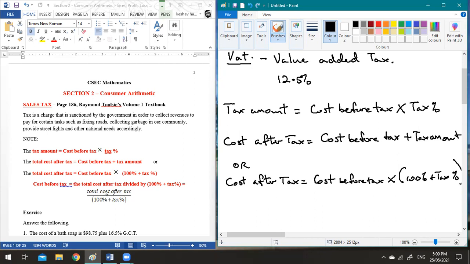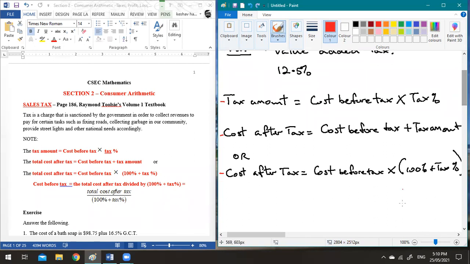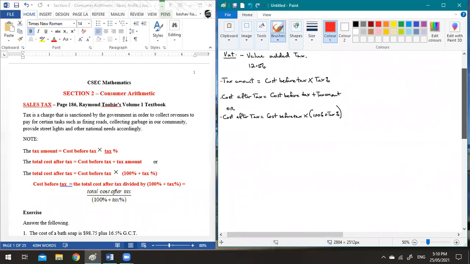The cost before tax is the cost after tax divided by 100% plus the tax percentage. So it's basically the same formula, but if we want to find the cost before tax, you rearrange the formula and divide by this amount on the left hand side, to get the cost before tax. So this basically is three formulas you have to learn, right? So let me zoom out a little bit, give all some time to write.